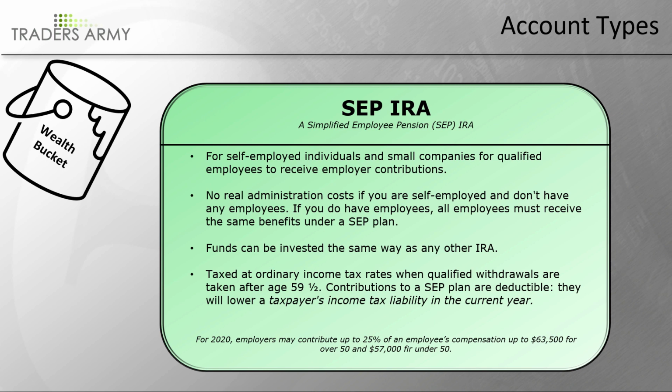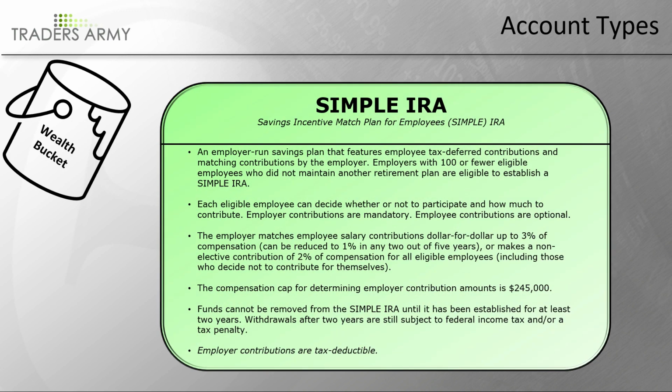So for the year 2020, employers can contribute up to 25% of an employee's compensation, or up to $63,000 if they're over 50, and $57,000 if they're under 50. So it's got a very high contribution number attached to it. Part of the reason why people like these is that you can contribute a lot more money into a SEP IRA. For a business owner, another opportunity is what's called a simple IRA.